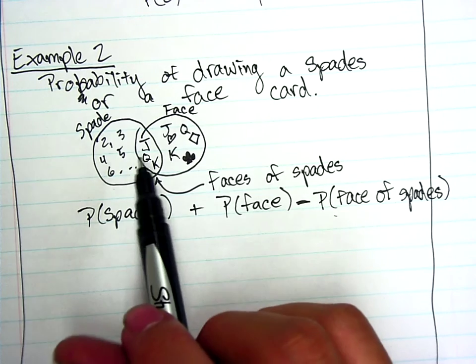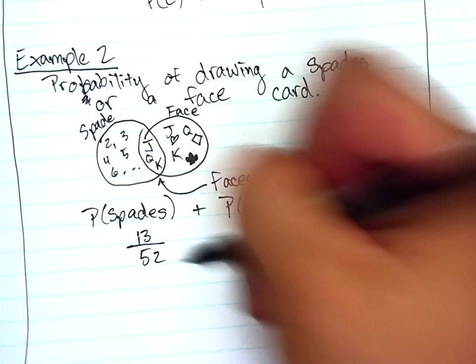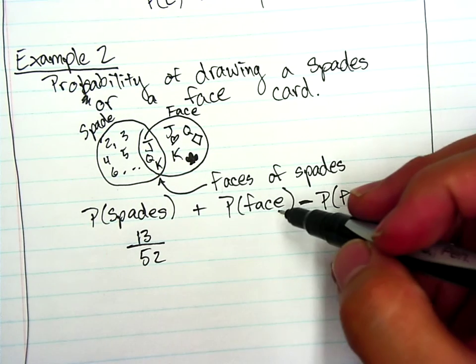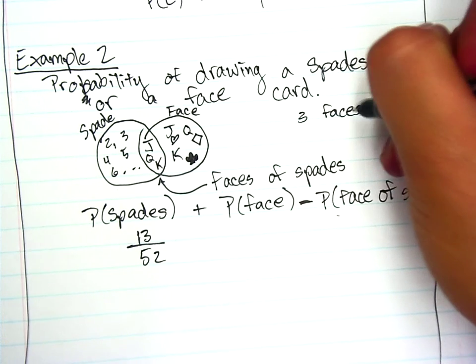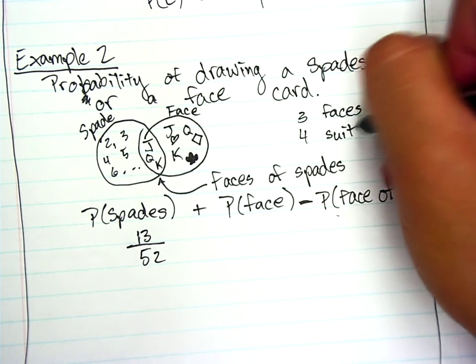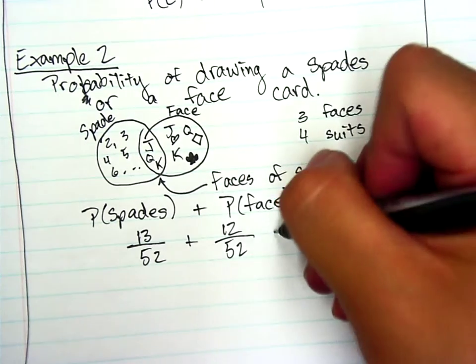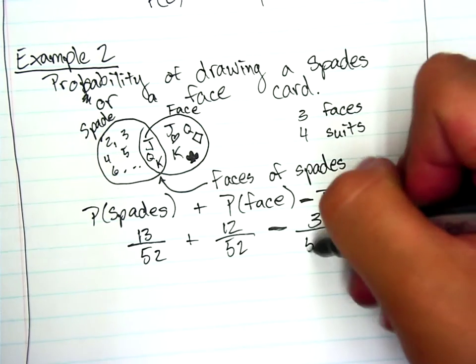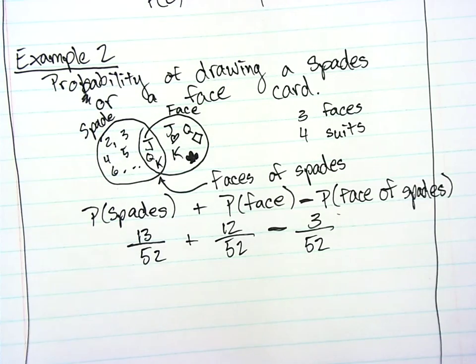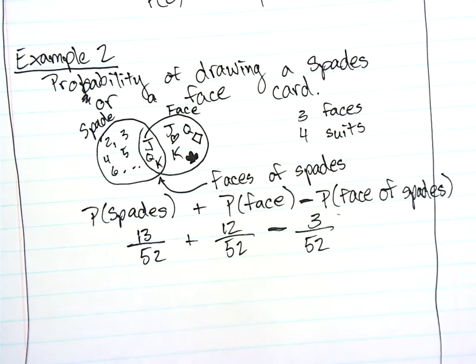So here, the probability of getting a spades, as we said, there are 13 cards within each suit, so 13 out of 52, the entire deck. Probability of getting a face card, there's 3 faces in each suit, and there's 4 suits, so I know there are 12 out of 52 there. But then I have to subtract that extra counting of 3 over 52 because I don't want to double count the faces of spades. All right, they're already counted in one of them. We don't want to count them again, so we have to take away that double.